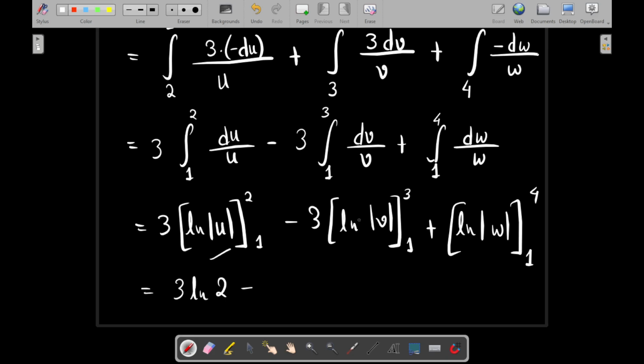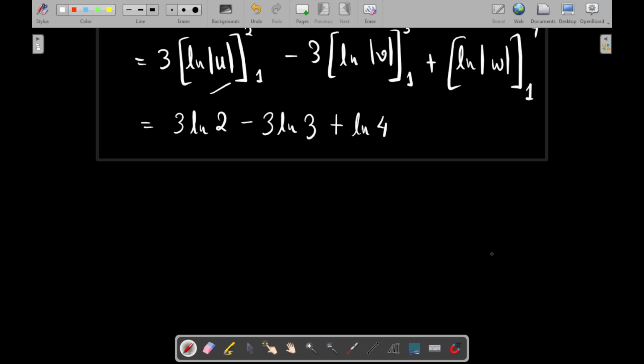Now coming to the second part, this will be again 3 ln 3, then minus or minus plus 3 ln 1, but that will be again 0. Ln 1 is 0, so we can discard that and we are left with ln 4 minus ln 1, again ln 1 is 0. Okay, so these are the three terms we are left with.